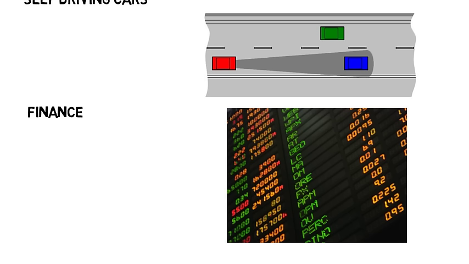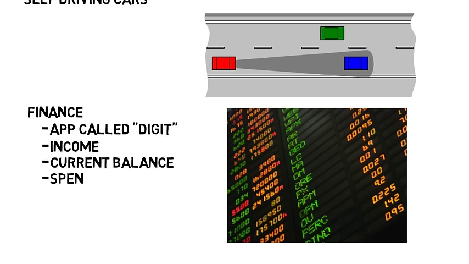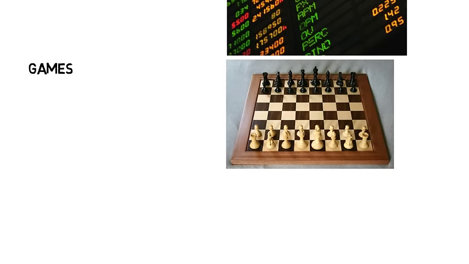Artificial intelligence is being used in finance to make trading decisions at high speeds. Or in personal finance, as an example, there's an app called Digit out there that uses artificial intelligence to analyze income, current balance, and spending habits, and then makes decisions on when to transfer money to your savings and how much to transfer so it makes saving money as effortless as possible. AI is being used to play games like chess, where the goal is to make a computer that can beat the best humans out there, which I will talk about later.